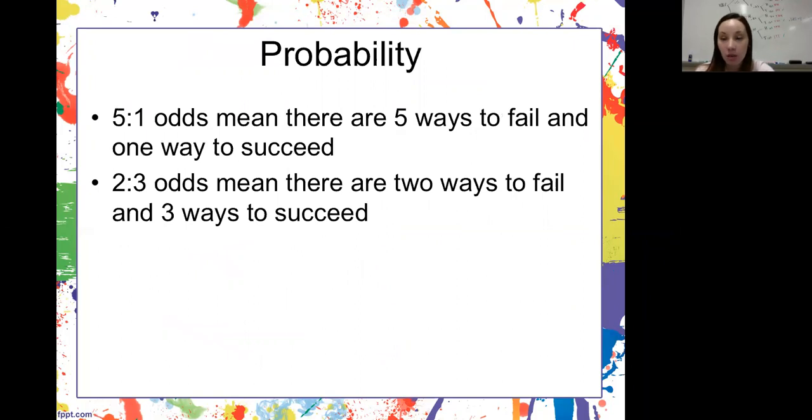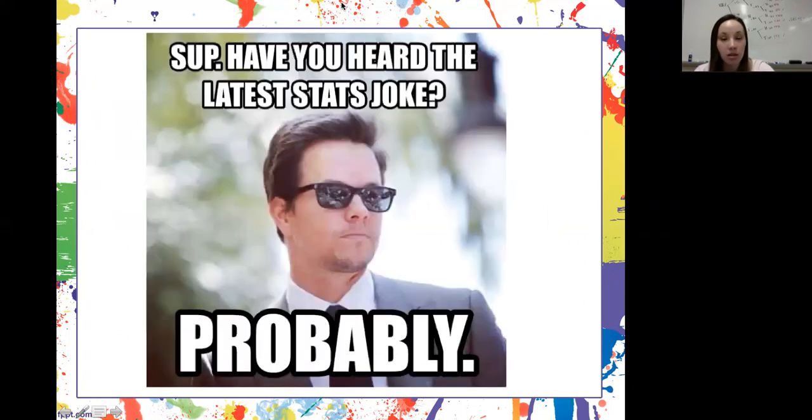You can also express a probability in ratio like this with the colon. So this kind of interprets what that means. So if you've got a 5-to-1 ratio probability, that means that there are 5 ways to fail, 1 way to succeed. 2-to-3 odds means that there are 2 ways to fail, 3 ways to succeed. So that's another way to express that.